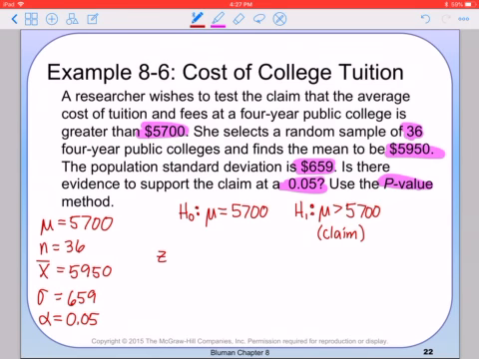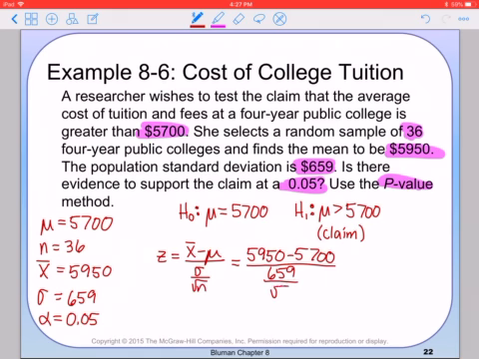Since we're doing the p-value, we want to find the z-score first. So we want to figure out the z-score. It's still our same formula here. We're going to substitute in. There we go, and we get 2.28. So that's our z-score. We could actually draw the bell curve here.